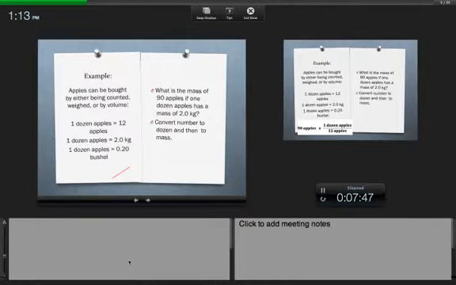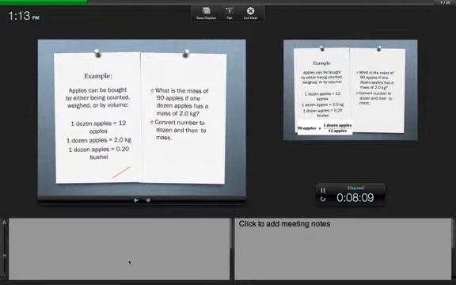Or if you know of an orchard, you could go to an orchard and you can buy them by a bushel. A bushel is technically volume, right? So there are 3 different ways we can buy apples. So let's look at this question. It says, what is the mass of 90 apples if 1 dozen apples has a mass of 2 kilograms?